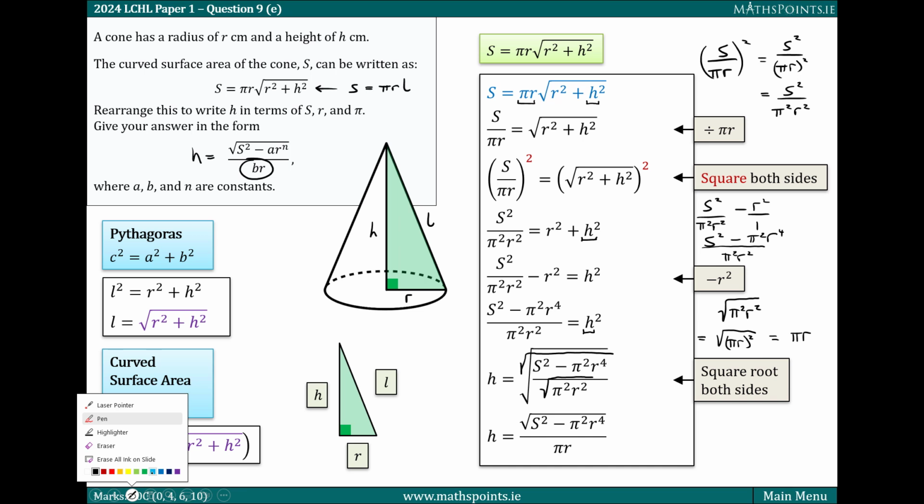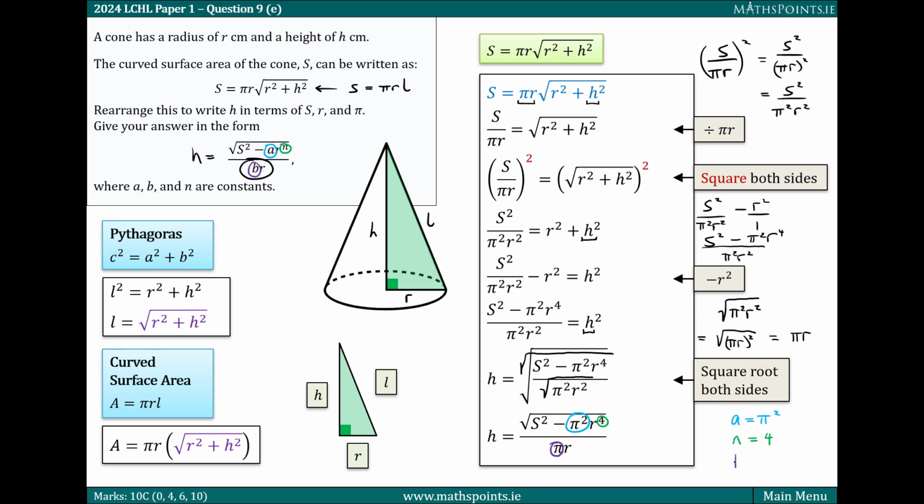So the a, this term here, is pi squared. Now, they don't ask for this, but we may just write it down. So a is equal to pi squared. We have n here is 4. So n equals 4. And then finally, we have that the b is the term next to r. So b is equal to pi.